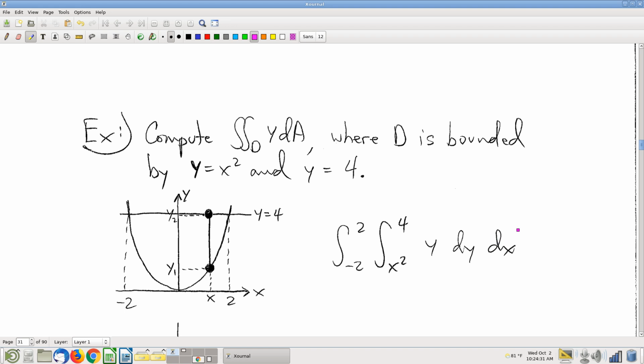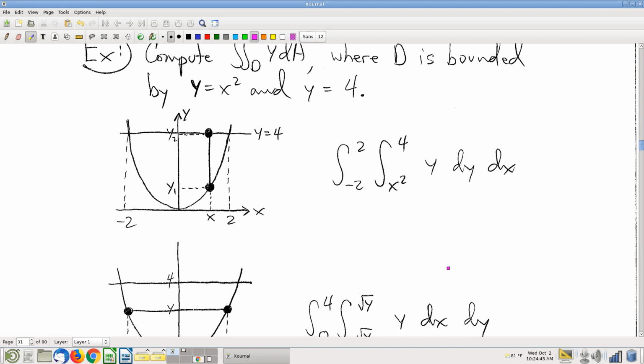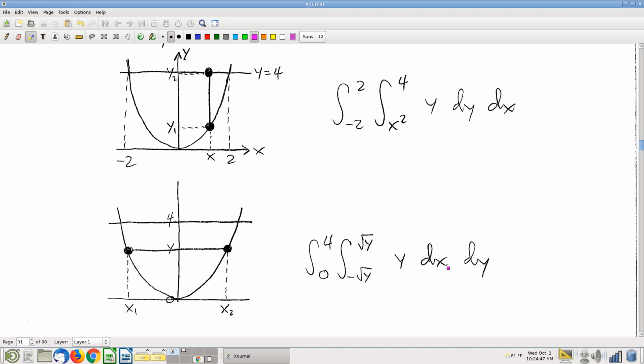Okay, so why did I slice this way, though? Why did I do my x slicing first, my y slicing second, or let me say that a little bit differently. Why did I do dx on the outside, dy on the inside? Why didn't I do it this other way? Let's take the same domain now, and let's just do it the other way and see what happens. Right, let's do our y slicing first, dy on the outside.